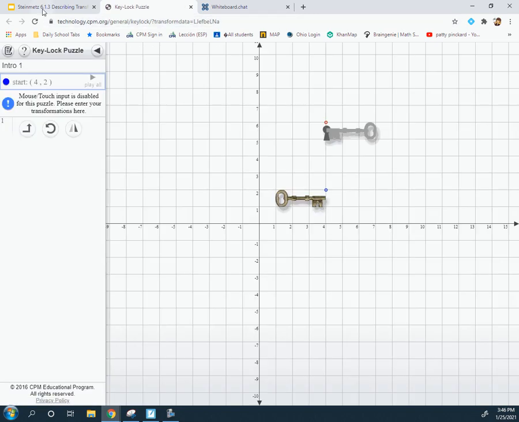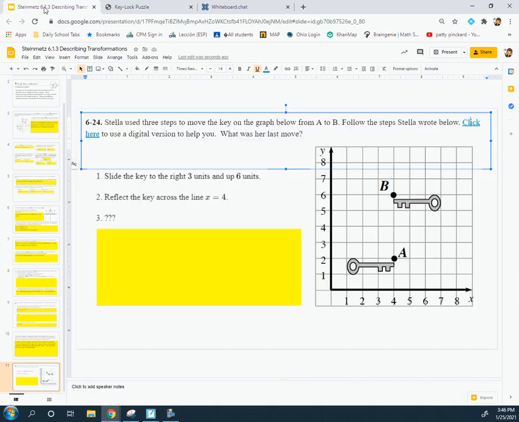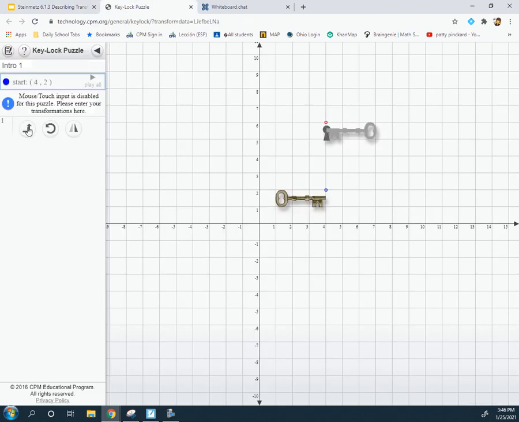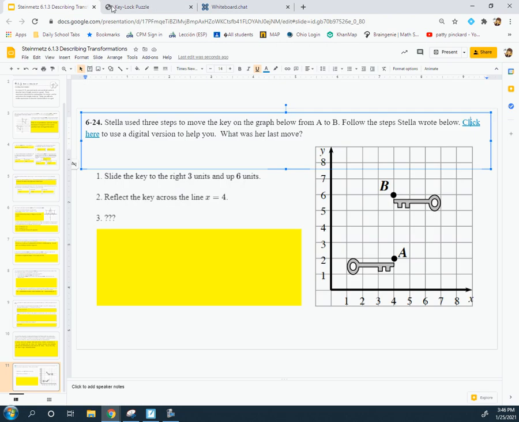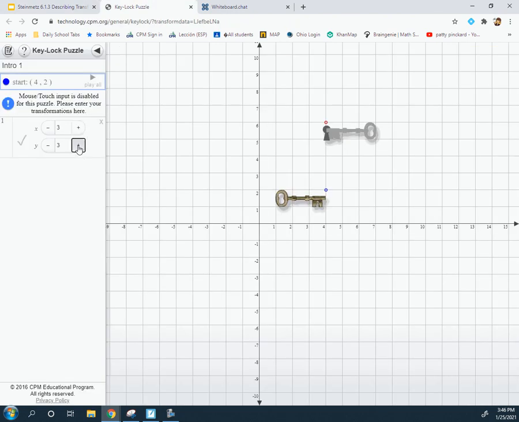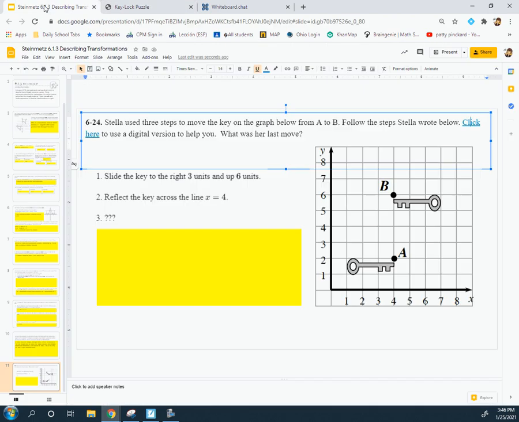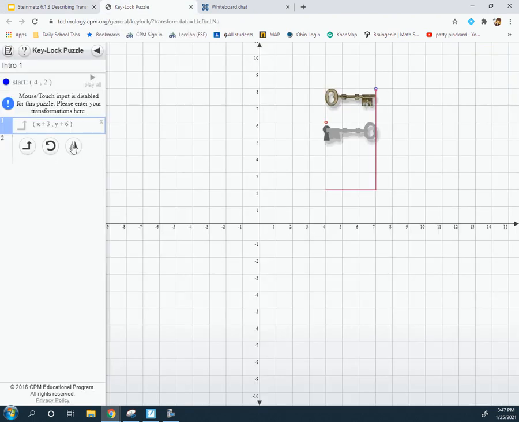Okay, so if we go back here, that's our original. Stella slid the key to the right 3 units and up 6. So that was our first step. Then Stella reflected it across the line y equals 4.